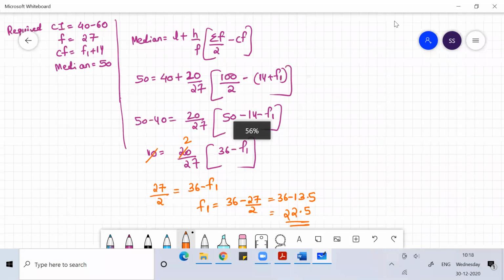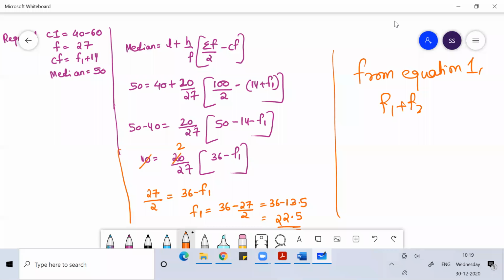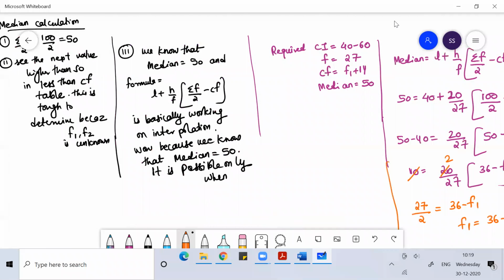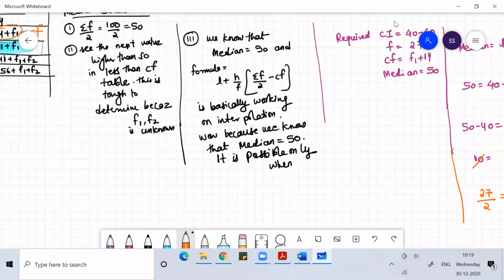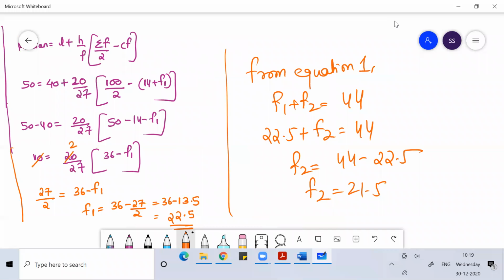Once you get the F1 value, now from equation 1, you know that F1 plus F2 is equal to how much? F1 plus F2 is 44. So I can write 22.5 plus F2 is 44. F2 is equal to 44 minus 22.5. F2 value is 21.5.